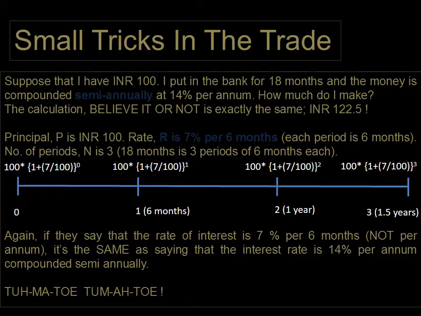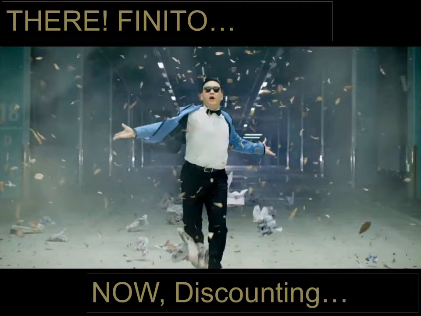If somebody tells you that they are making about 10% semi-annually, it means they're making 5% every 6 months. If someone's telling you they make 12% compounded quarterly, it just means they're making 3% every 3 months. Tomato, tomato. There, you're done. I think we can move on to the second approach.